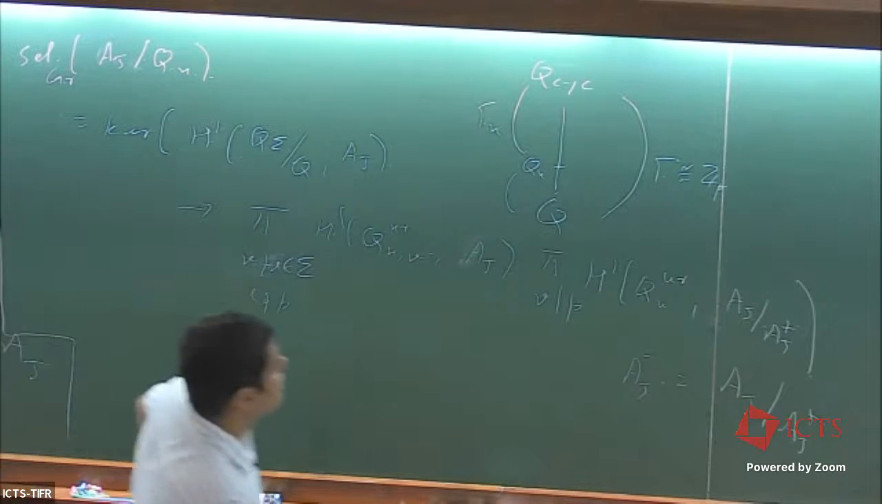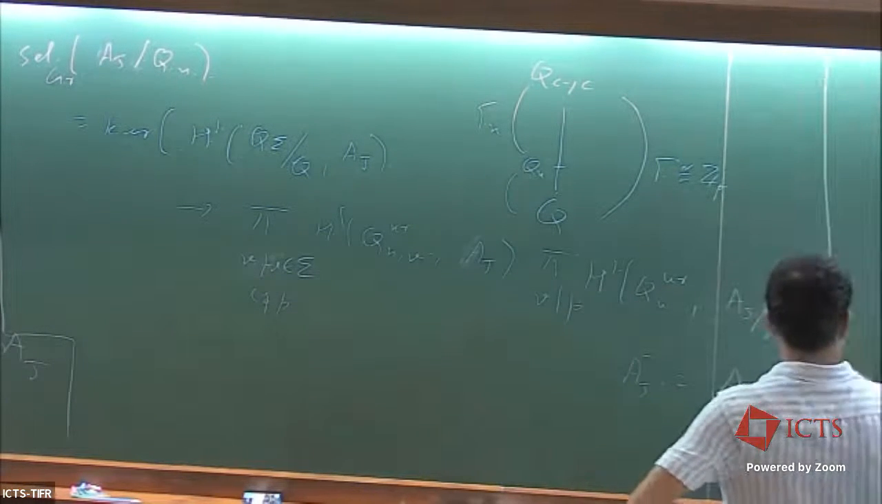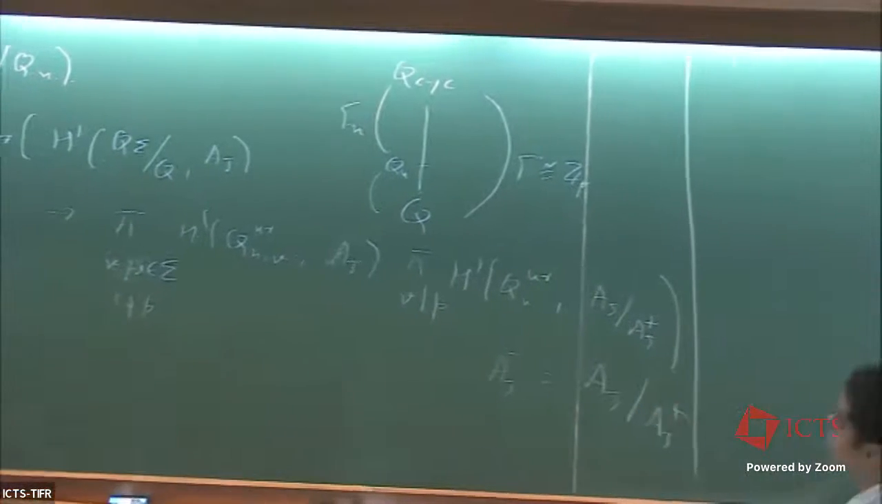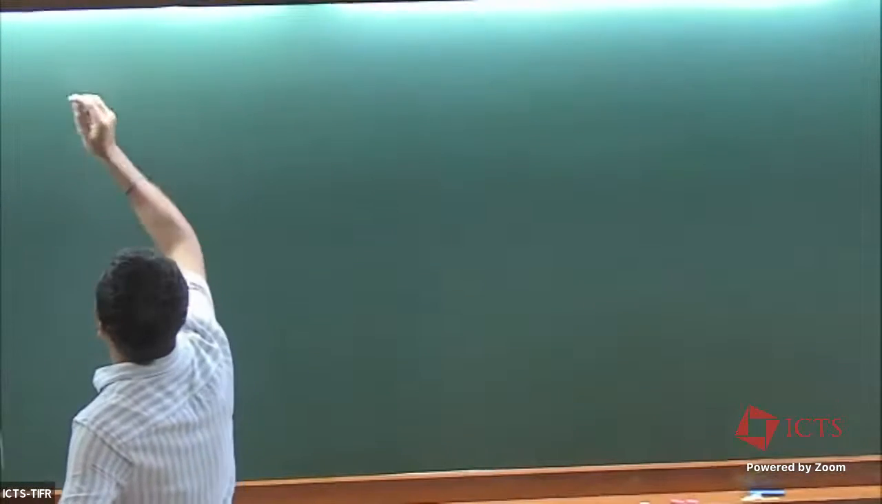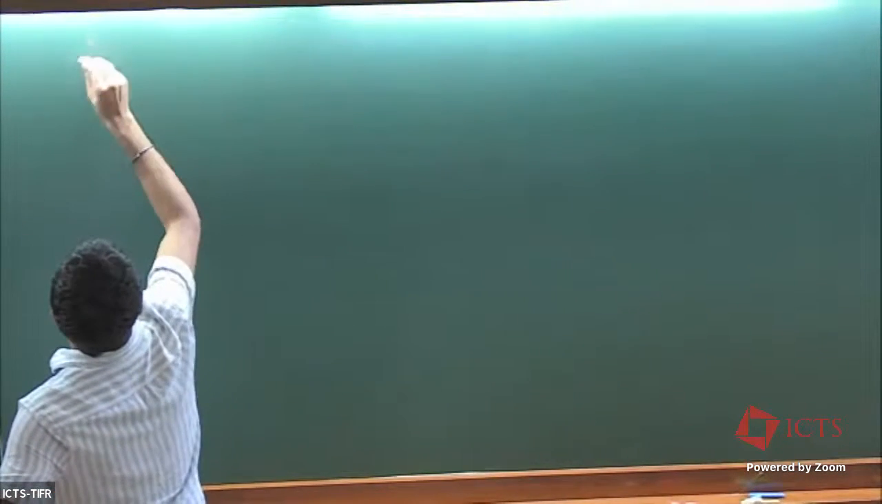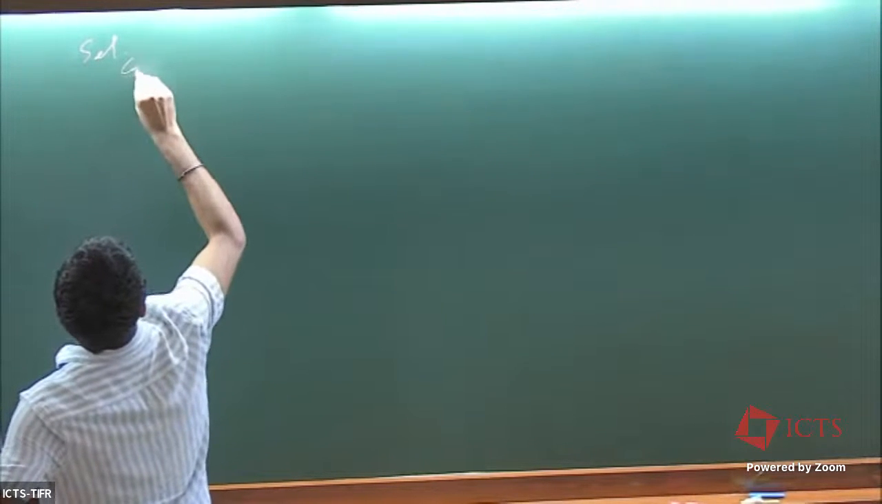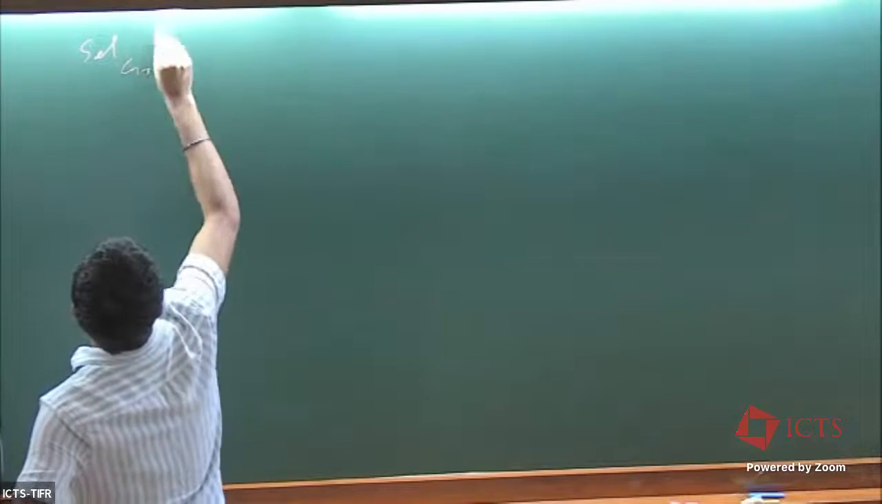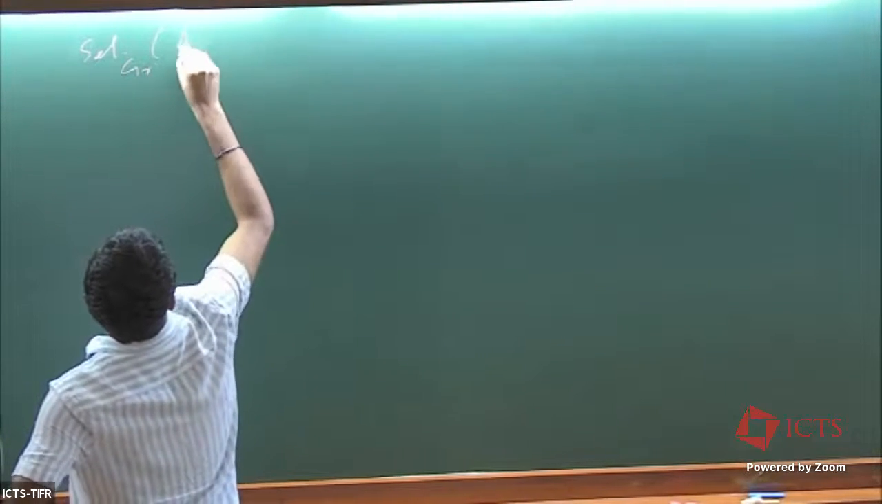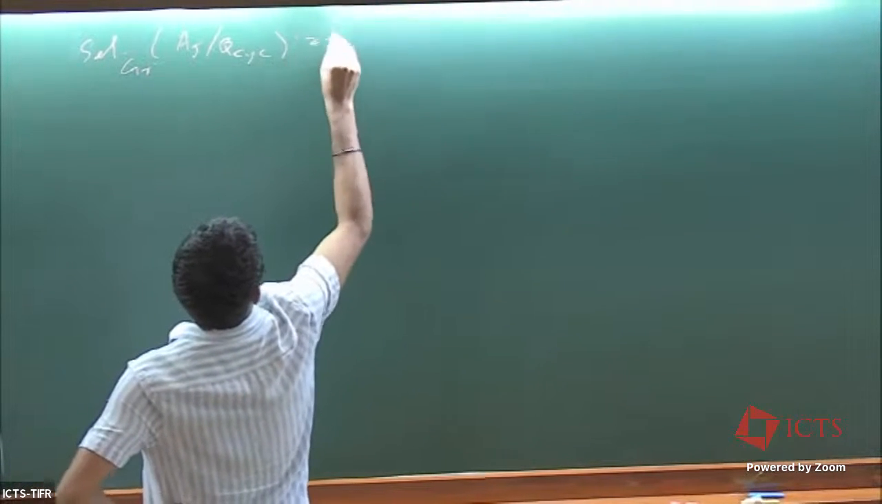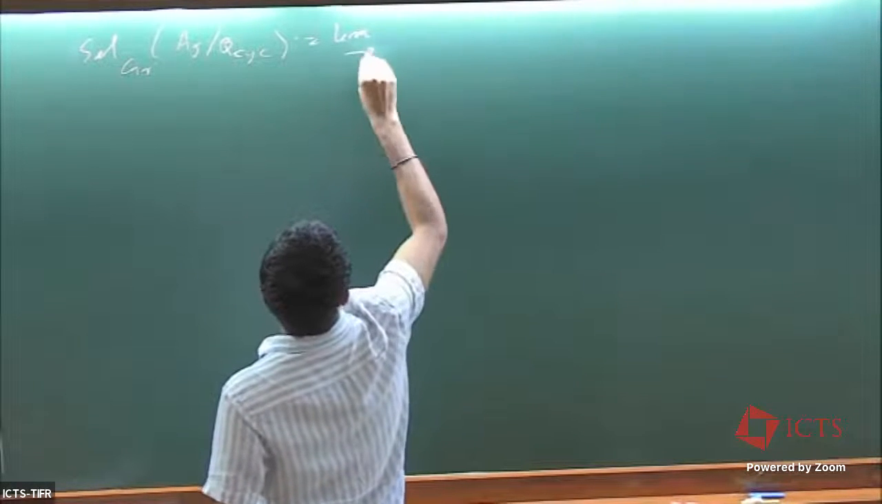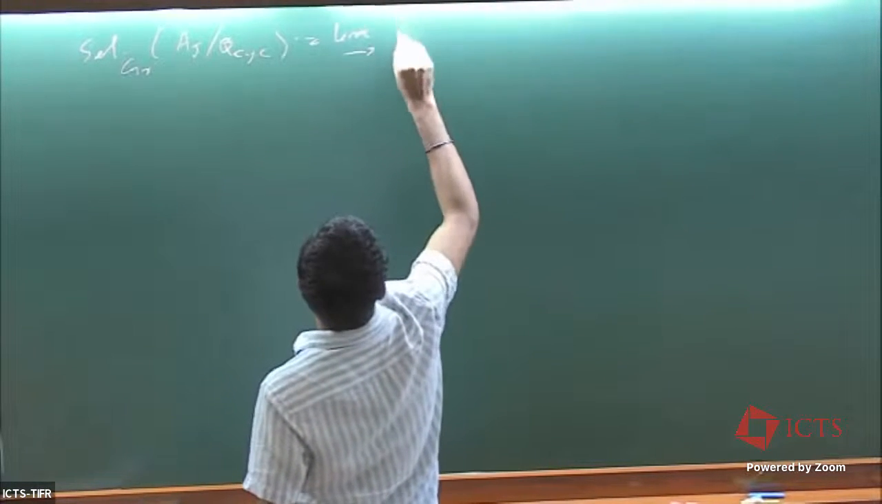So this is what we are interested in, this group. That's the definition of the Selmer group which we want to study in this talk. So now we can take the Greenberg Selmer group over, and the restriction map, these are defined.